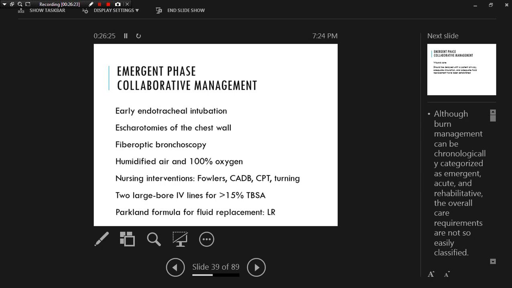We know that once we calculate how much fluid needs to be administered over a 24-hour period, we give 50% within 8 hours, and we give the additional 50% over the next 16 hours. The fluids that we like to use are lactated Ringer's, which is a crystalloid, or we can use a little bit of albumin, which is considered a colloid.